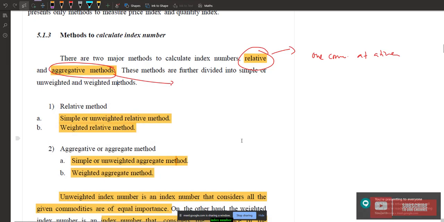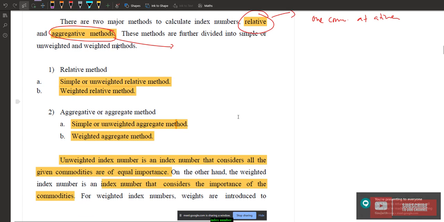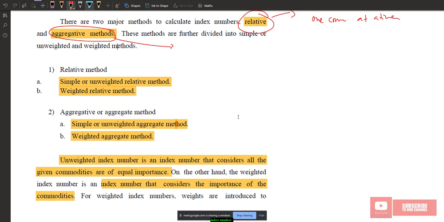Right. So now let's look at the relative method and aggregative method. The relative method is a simple or unweighted relative method. Another one is weighted relative method. So we have two types of relative method: the first one is simple relative method, another one is weighted relative method. Same goes to aggregative method. We have simple aggregate method, and another one is weighted aggregate method, right?